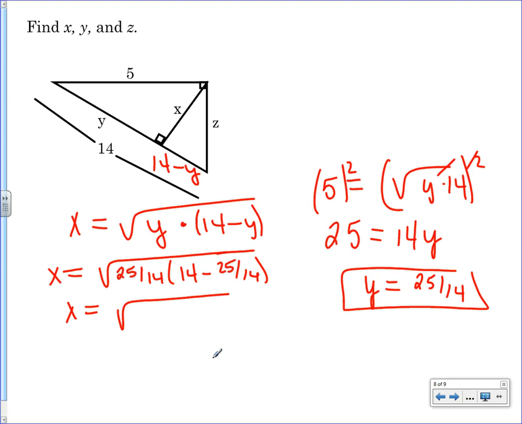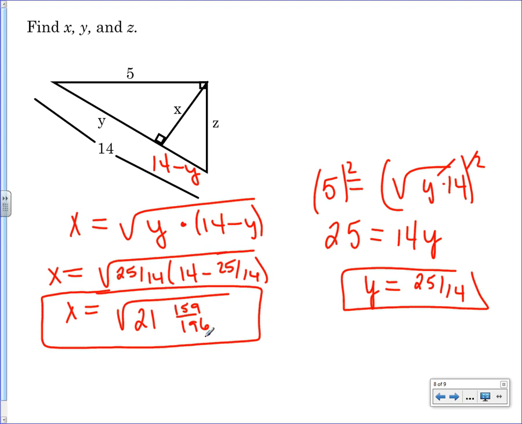What'd you get? It's not pretty. Super big. 21 and 159 over 196. Yeah? 21 and 159 over 196. Everybody take your time and get that. Obviously, you could take the square root of that if you want, but it's not a perfect square, so we're going to have to leave it that way. You could have made it improper if you wanted to, but most of your calculators don't go over 3 digits for the numerator of a fraction. So I'm pretty sure this is the only way you can do it. Everybody take your time and make sure you get that.